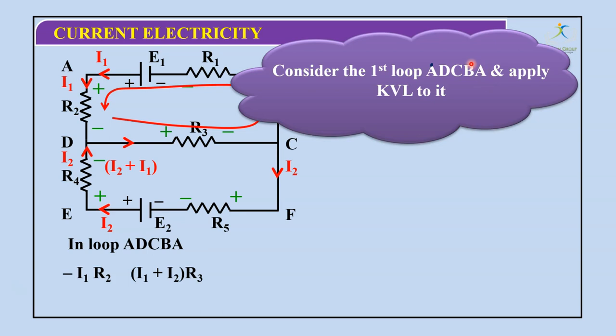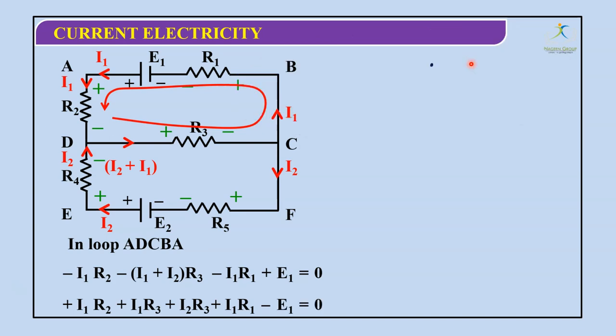So in the loop ADCBA, I1 R2 and (I1 plus I2) R3 are in the same direction as the current, that's why we have taken them as negative. I1 R1 is again in the same direction as the current, that's why we have taken it as negative. But in the case of E1, we go from the positive to the negative terminal, which is the opposite direction, that's why we take it as positive. Let us solve this equation. We get I1 R2 plus (I1 plus I2) R3 plus I1 R1 minus E1 equals 0.